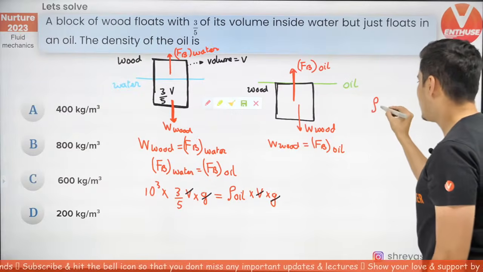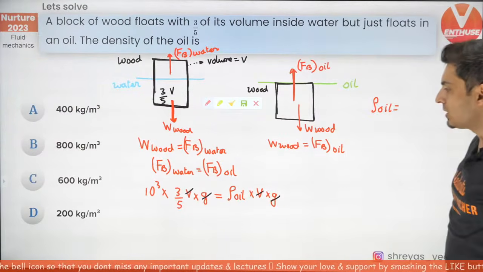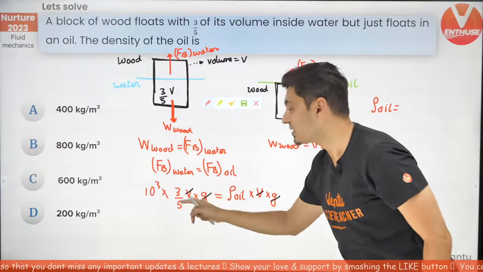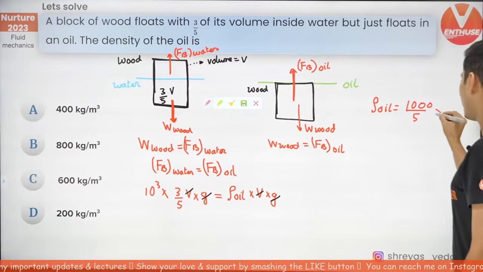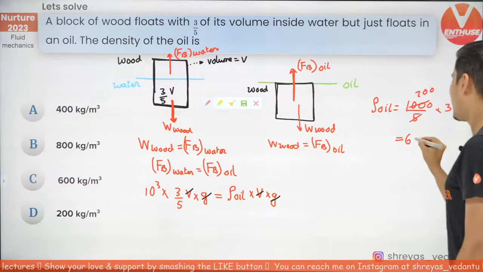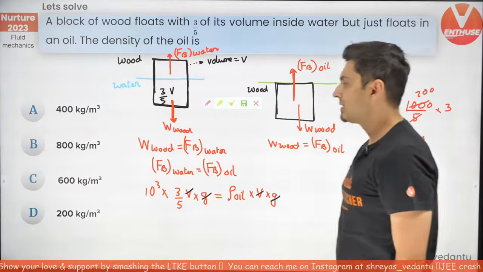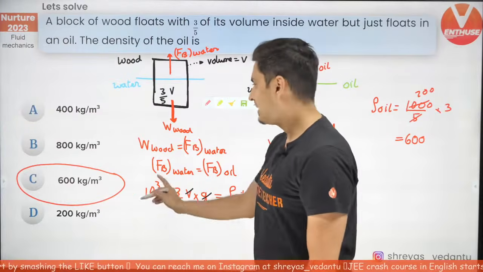So what is the density of oil finally? 10 to the power 3 into 3 divided by 5. This is 1000 divided by 5. What is 1000 divided by 5? So that is going to be nothing but 200. So 200 into 3 is 600. So hence the answer is 600 kg per meter cube. Correct. It is option C.